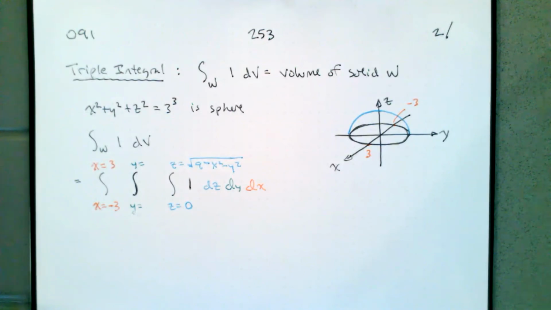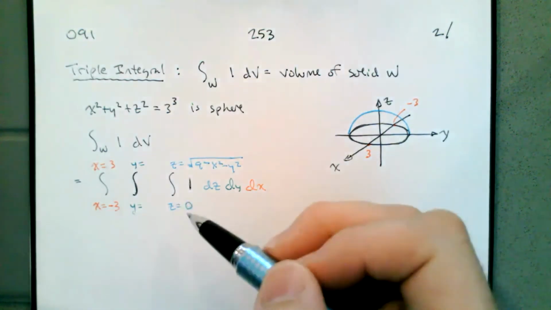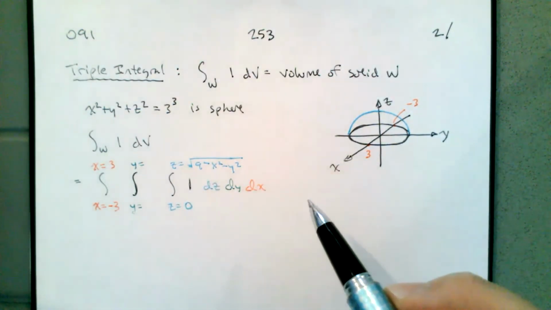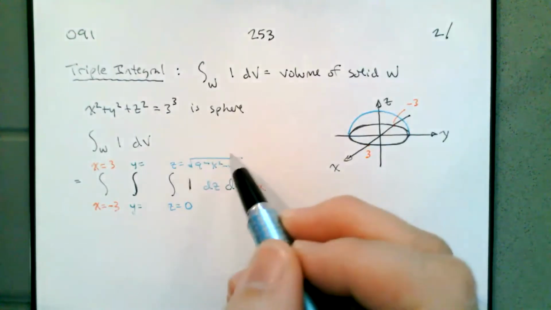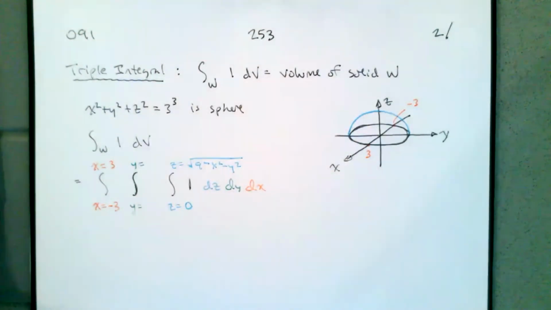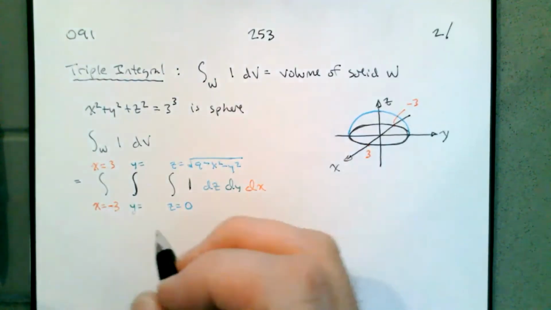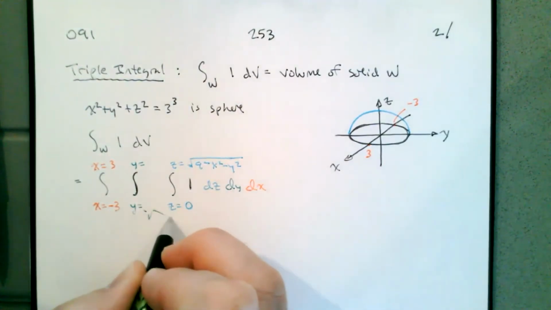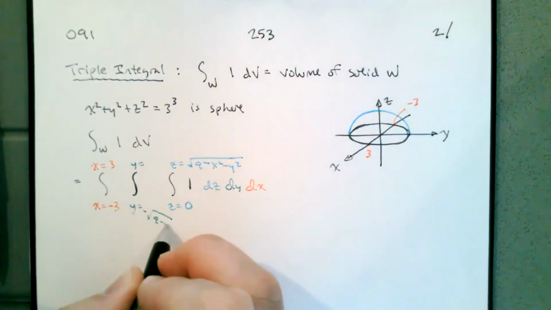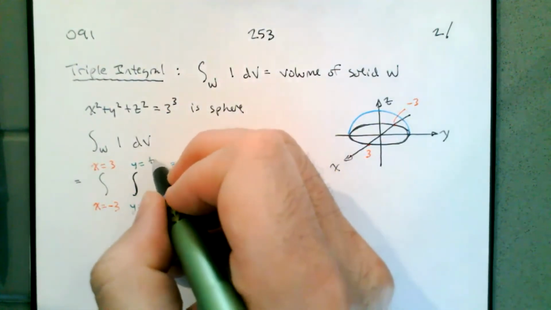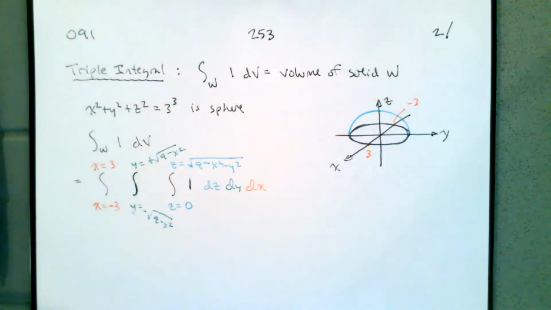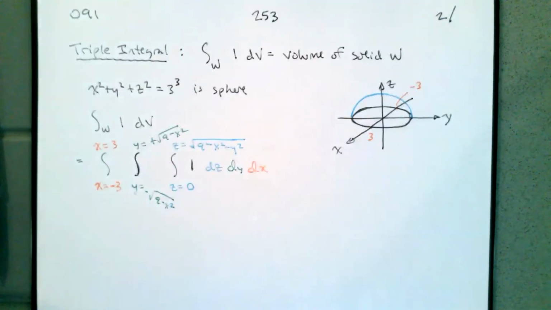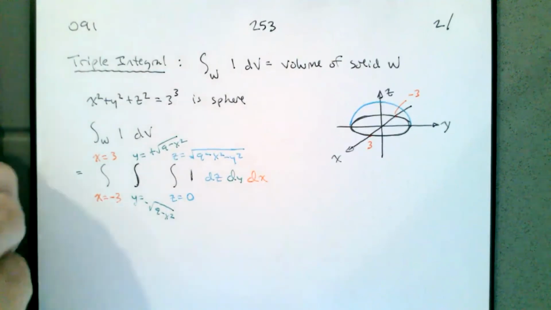And at this point, you can see how I super cheated on this problem. Because by integrating from 0 to the function square root of 9 minus x squared minus y squared, if we integrate 1 dz, we just get z, and then we plug in from 0 to this top function. So that just gives us the same y that we had before, from negative square root of 9 minus x squared to positive square root of 9 minus x squared. Oops, 3 squared, not cubed.